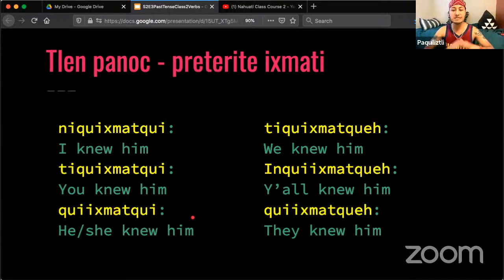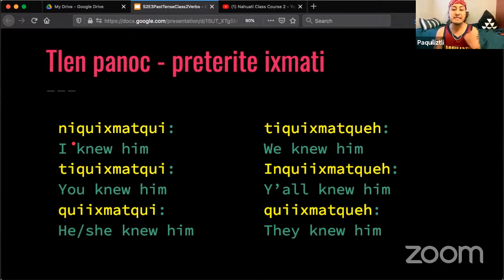Okay, so here's an example of a general class 2 verb. This is a verb that isn't really modified. So if you notice with ishmati, this TI is not one of those endings. It's not one of those 6 endings that I told you. So all you do for these class 2 verbs that don't fall under any of those categories of endings, they just drop the vowel and add the ki or the ke. So here we have the verb ishmati, to get to know someone.